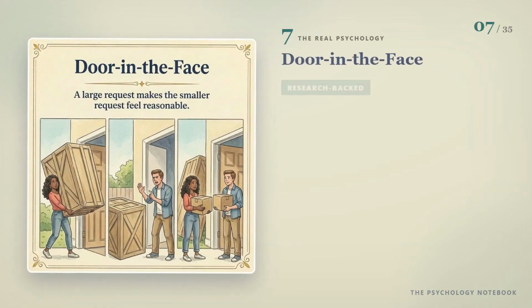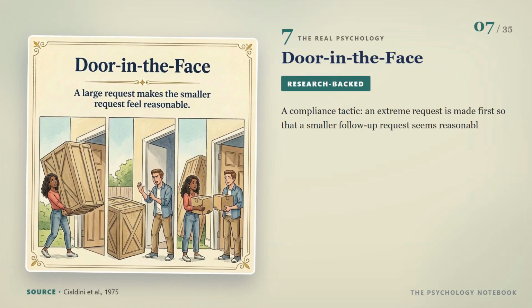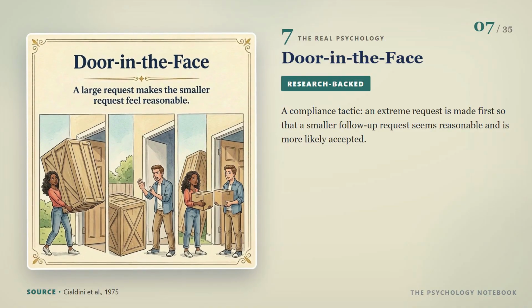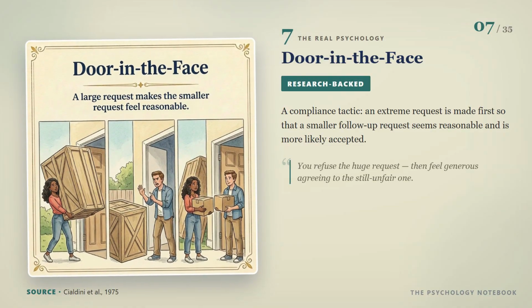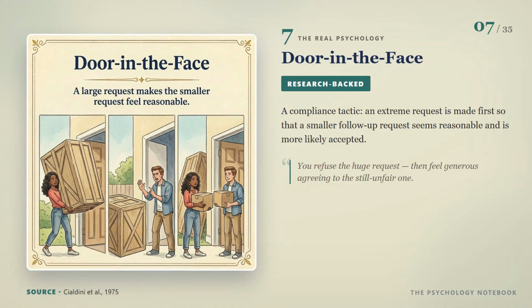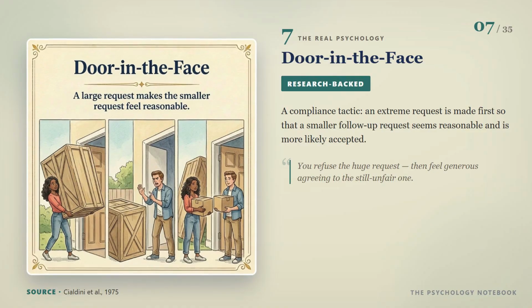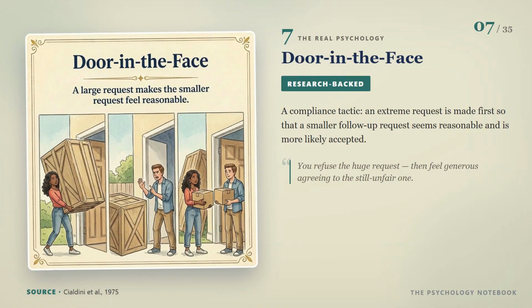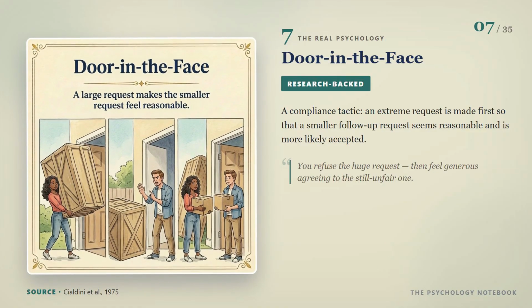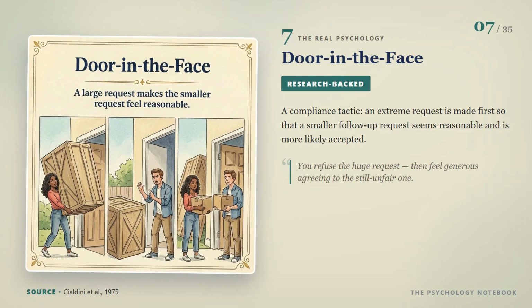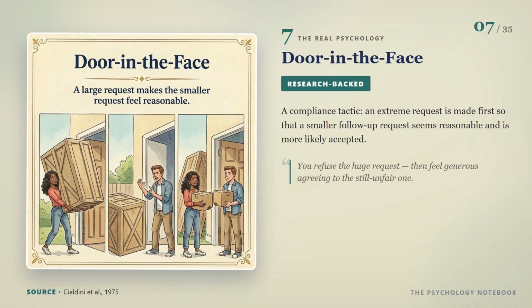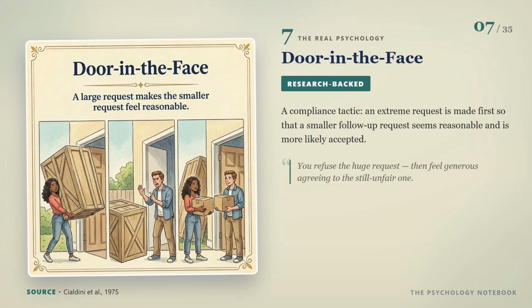7. Door in the face. Next is the door in the face technique. This begins with a very large request. Let's say someone asks you for something completely unreasonable and you say no. Then they make a smaller request. The second request may still be unfair, but compared with the first one, it suddenly feels reasonable. The smaller request may have been what they wanted all along.